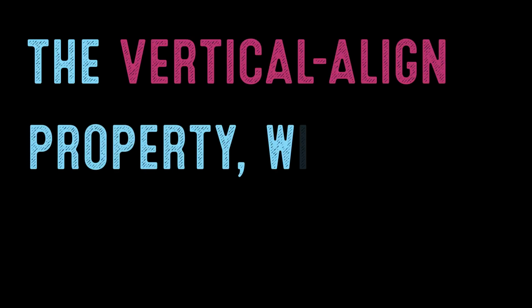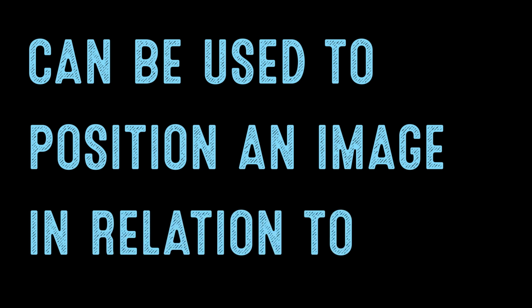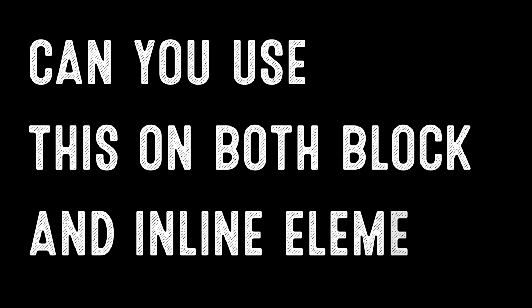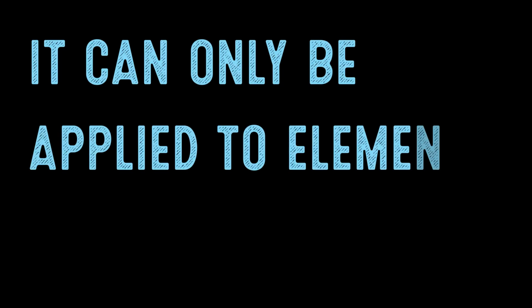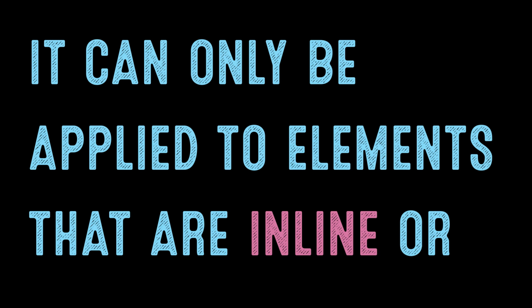The weekly code quiz. How do you align an image with a line of text? The vertical align property with regards to images can be used to position an image in relation to a line of text. Can you use this on both block and inline elements? It can only be applied to elements that are inline or inline block.